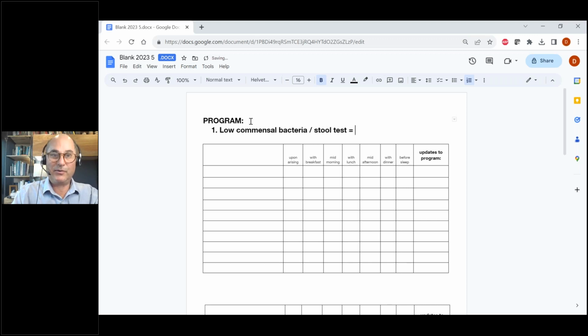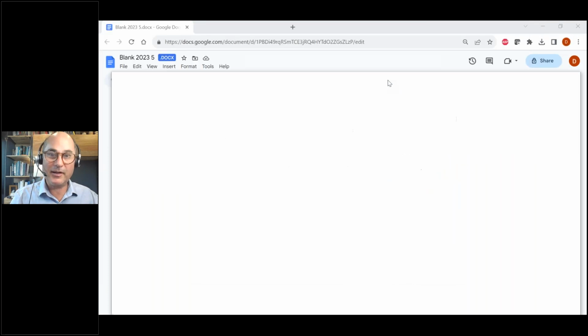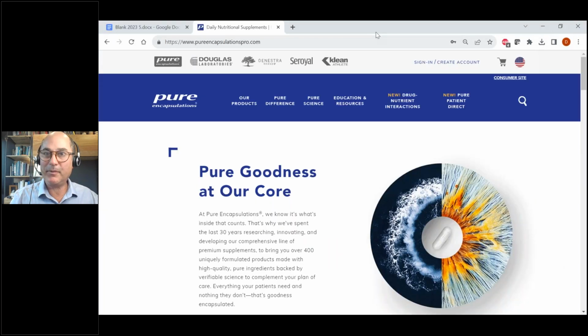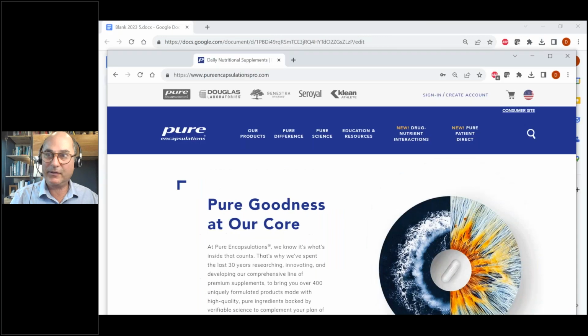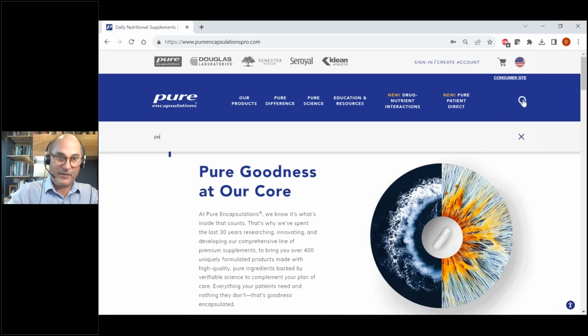So we want to then use the foods for them, fiber and polyphenols, and butyrate and probiotics if you feel like it. Okay, so let's look at that. Some of these are common products, and some of them are a little uncommon. Not everybody has butyrate. The good forms of butyrate are hard to find. But let me show you the one that I was involved in, polyprebiotic powder.